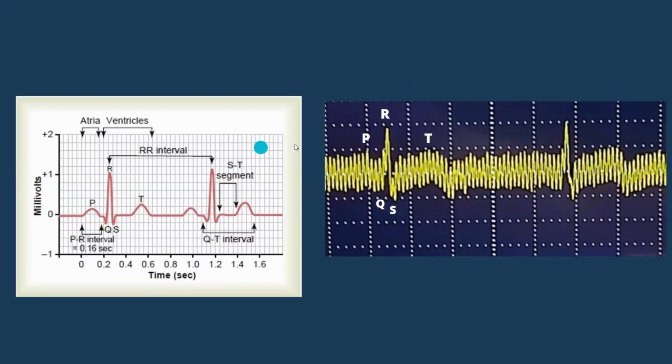But if we pinpoint carefully, we can see it starting here at P, and then it goes down to Q, goes up to R, down again to S, and then to T, and then the wave moves along and it repeats itself.